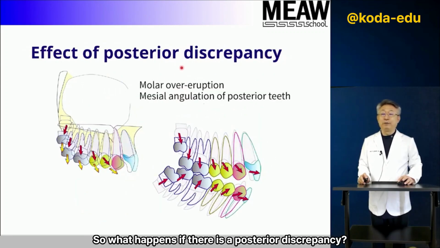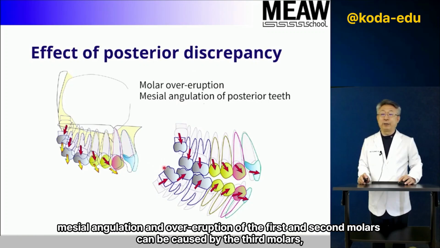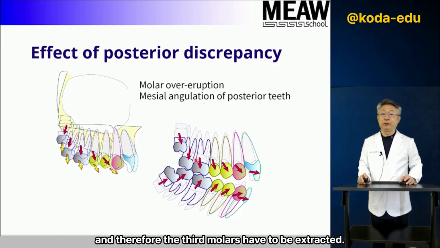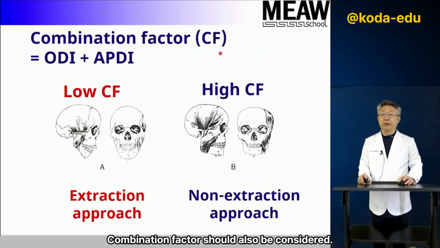So what happens if there is a posterior discrepancy? Because there is not enough space in the posterior segment, mesial angulation and overeruption of the first and second molars can be caused by the third molars. And therefore the third molars have to be extracted. This posterior discrepancy can in turn lead to anterior discrepancy. Combination factor should also be considered.